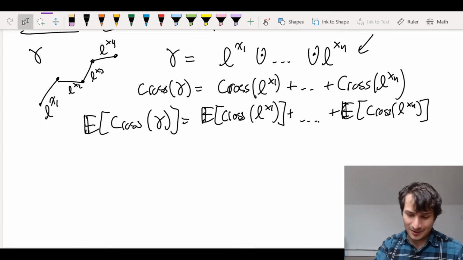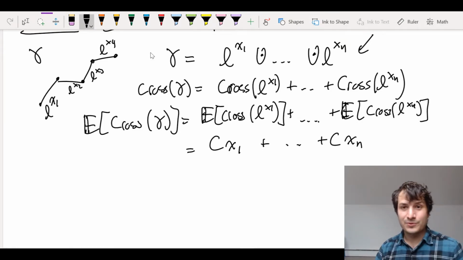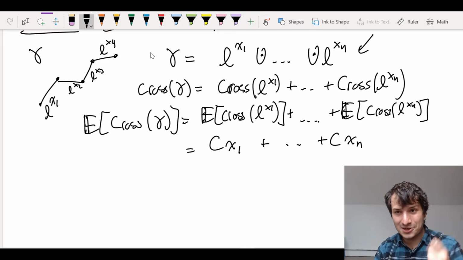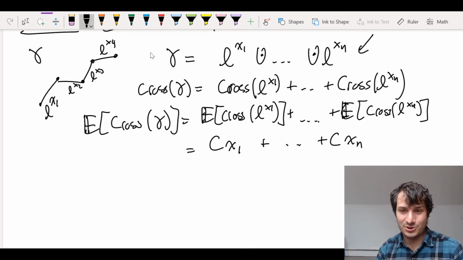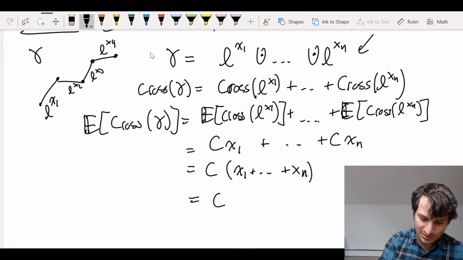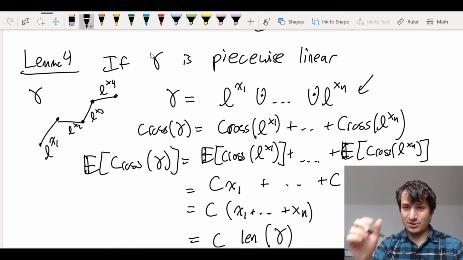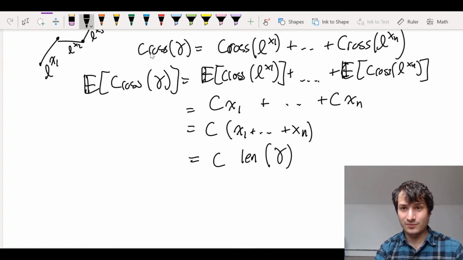We're climbing the ladder. So this is c times x1 plus dot dot dot plus c times xn. So each piece has a number of crossings proportional to its length, and then you factor out the c. So this is c times (x1 plus dot dot dot plus xn), and this is precisely c times the length of gamma. So gamma is piecewise linear. Each of the pieces are x1, x2, x3, and so on. So the sum of those is the length of gamma. So this is what we wanted to show.